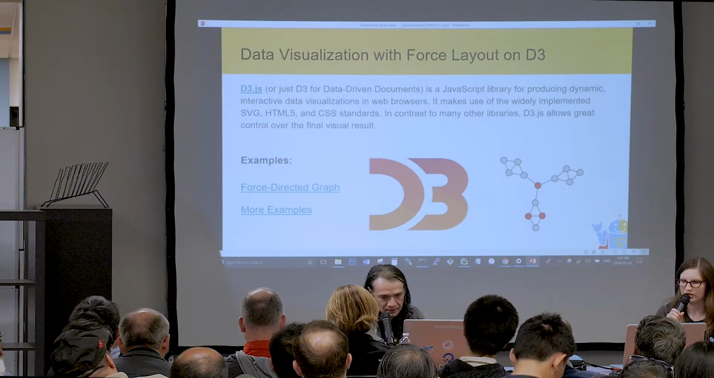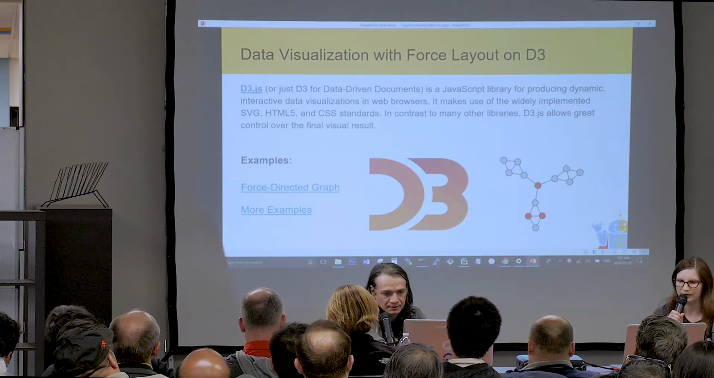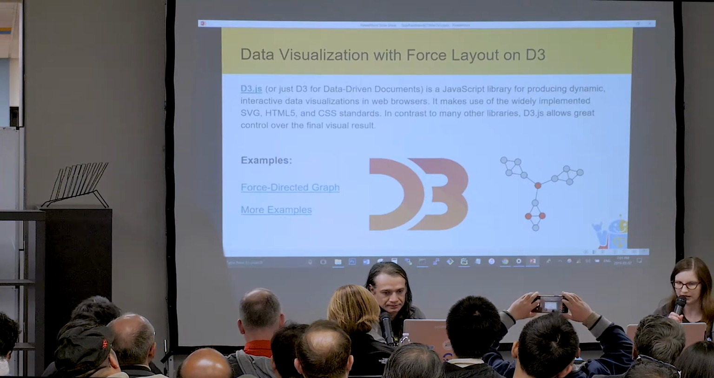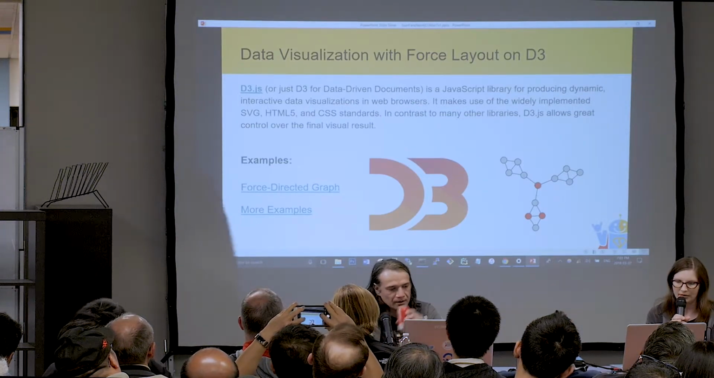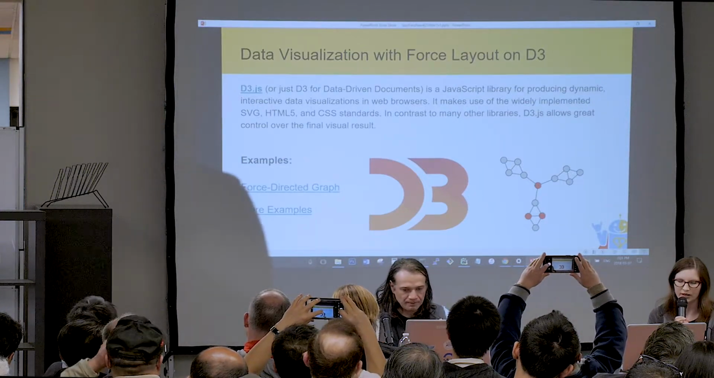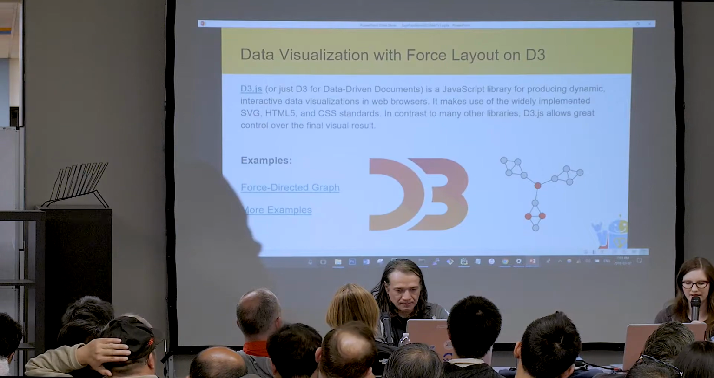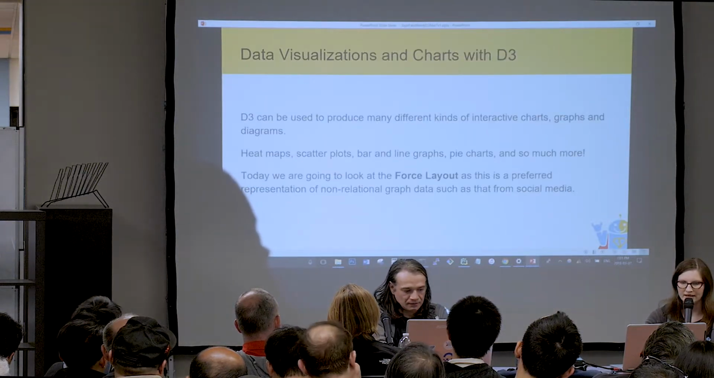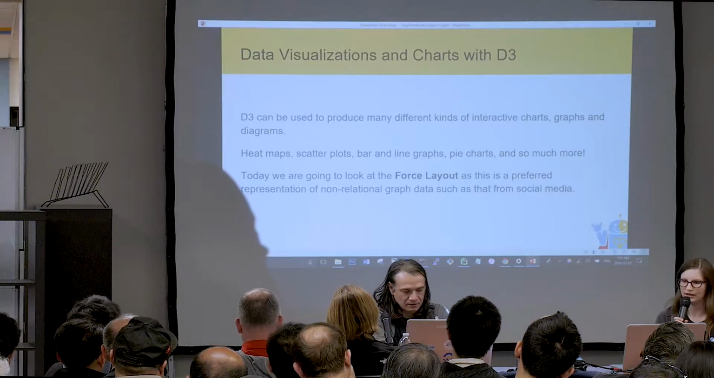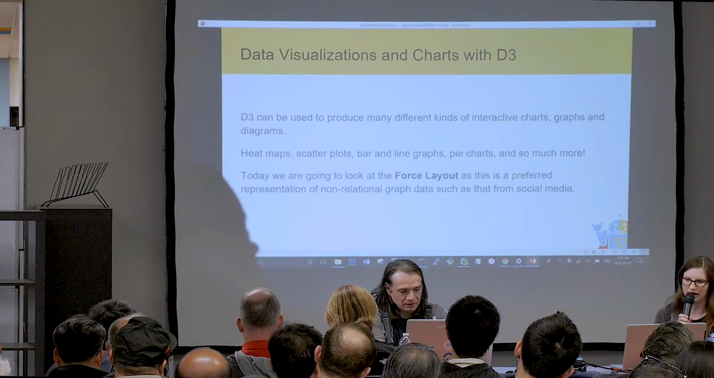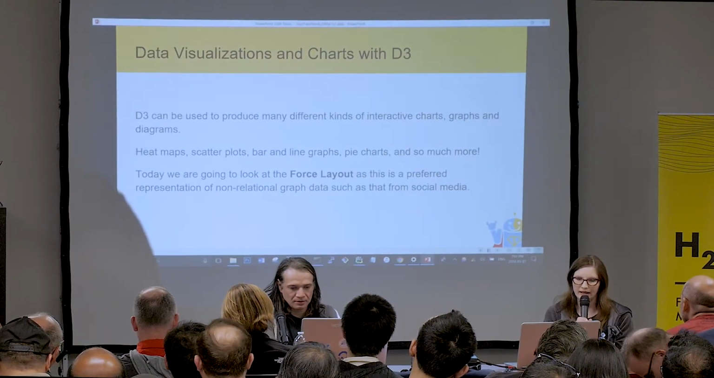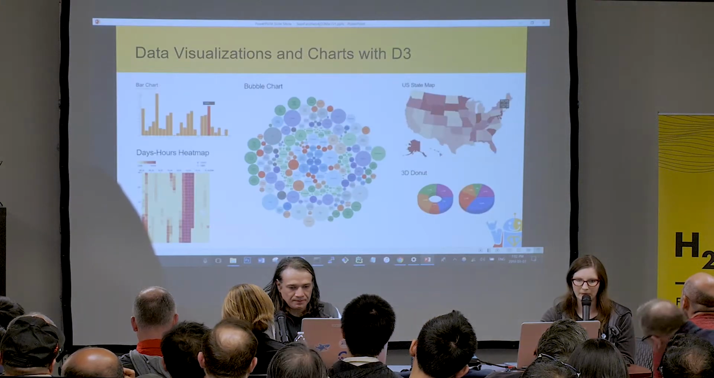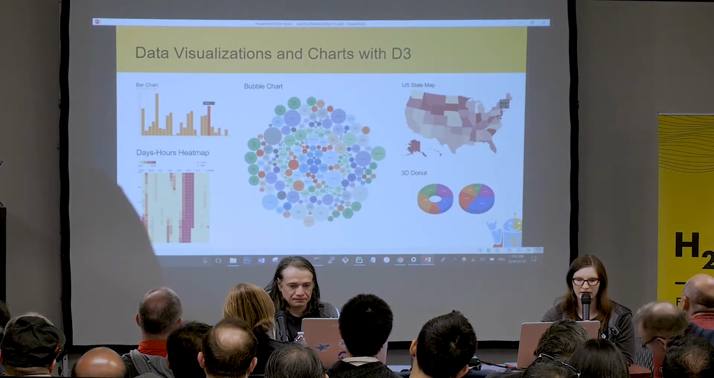D3, what is D3? It's a data visualization library in JavaScript for producing interactive data visualizations in web browsers. It makes use of SVG, HTML, and CSS. In contrast to many other libraries, D3.js allows greater control over the visual results, so it's very customizable. It can be used to produce many different kinds of interactive charts, graphs and diagrams, heat maps, scatter plots, bar and line graphs, pie charts, and so much more. And here are some examples: bar chart, bubble chart, donuts.